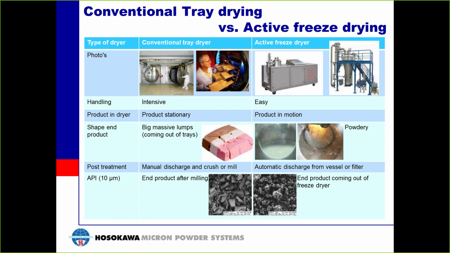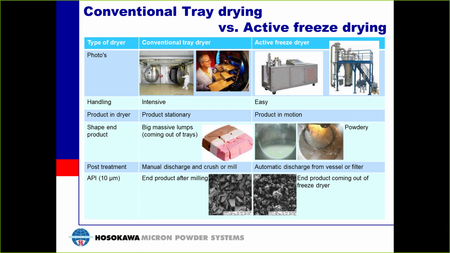So you're going to freeze, and then you're going to pull vacuum. Once you have suitable vacuum, you're then going to add heat through the shelves, and that's going to be evaporating your product. The active freeze dryer is going to work very similar. You're going to put your product in, freeze the product, pull vacuum, and then heat it.